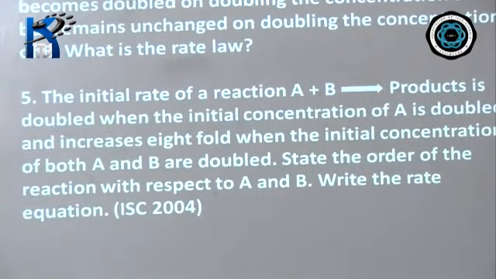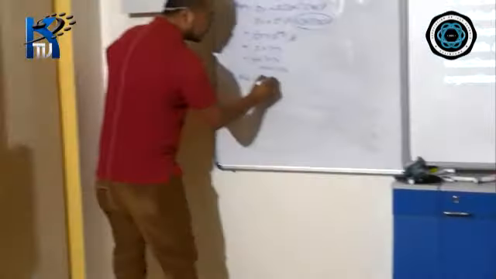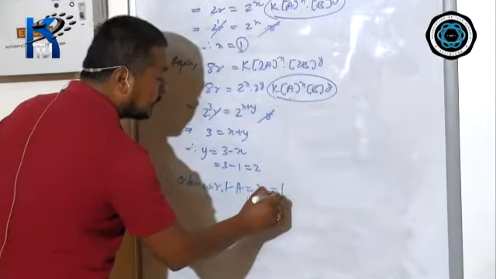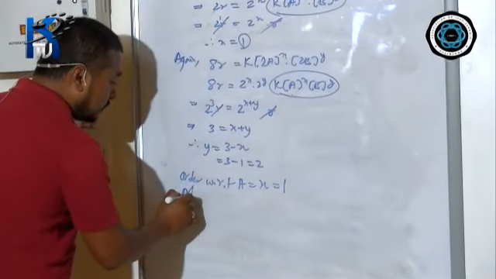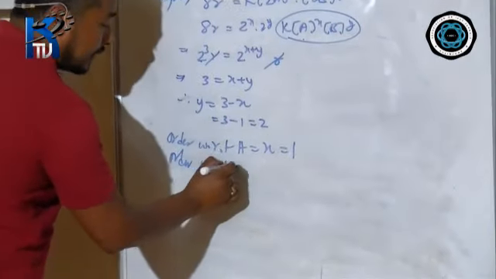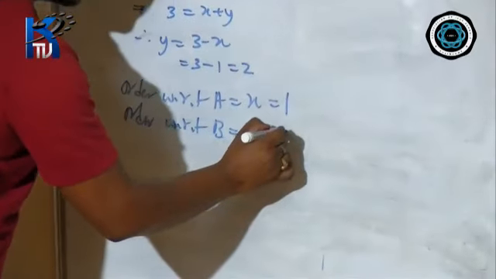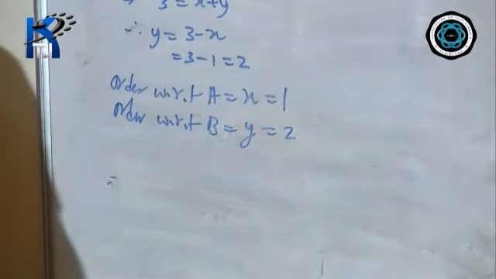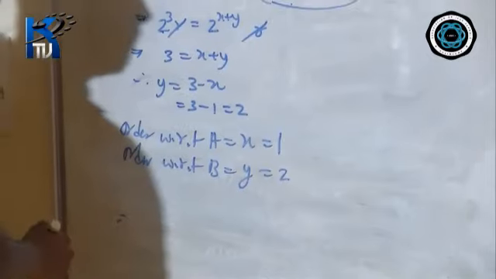So order with respect to A, which we suppose x, came 1. Order with respect to B, they are saying us to find, which we suppose y, which came 2. So we got the order of A and B. Now they have even said you to write the rate equation.